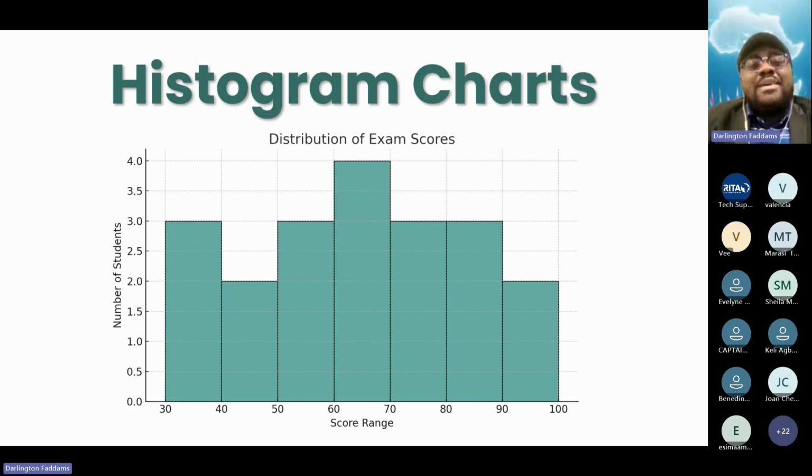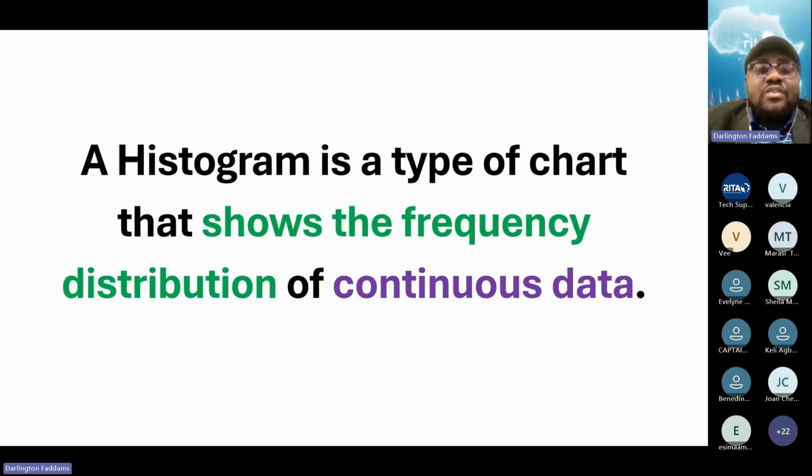And this is an amazing type of chart to use. With this histogram, you can give a lot of insights to stakeholders when you use this type of chart. A histogram is a type of chart that shows the frequency distribution of continuous data. The word frequency means how many times did this happen? How many times did this range happen?